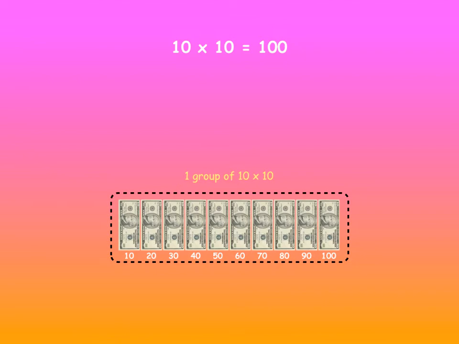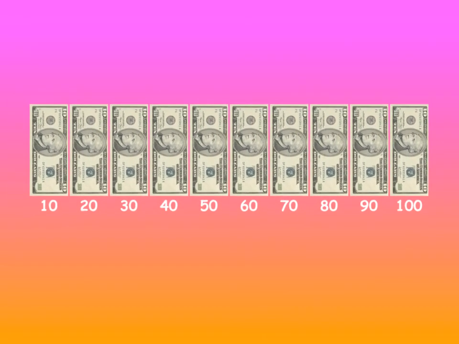One group of 10 times 10. Mathematically, you can write that as 1 times 10 times 10, which is still 100. But you can also write 1 times 10 to the 2nd power equals 100. Now, let's take that idea and do something with it.